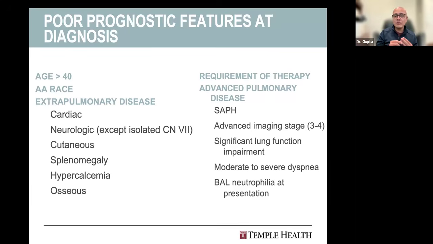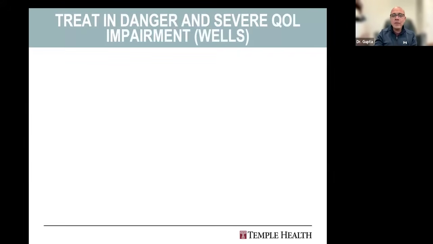If you have extrapulmonary disease, especially cardiac, neurological, and some other diseases as mentioned here, calcium issues, bone disease, or a requirement of treatment at the first time you are presenting to a sarcoidosis clinic, meaning that you were already kind of inflamed and you had enough disease per se. And when we say advanced pulmonary sarcoidosis, which we will talk about in a second, so I'll go from there.